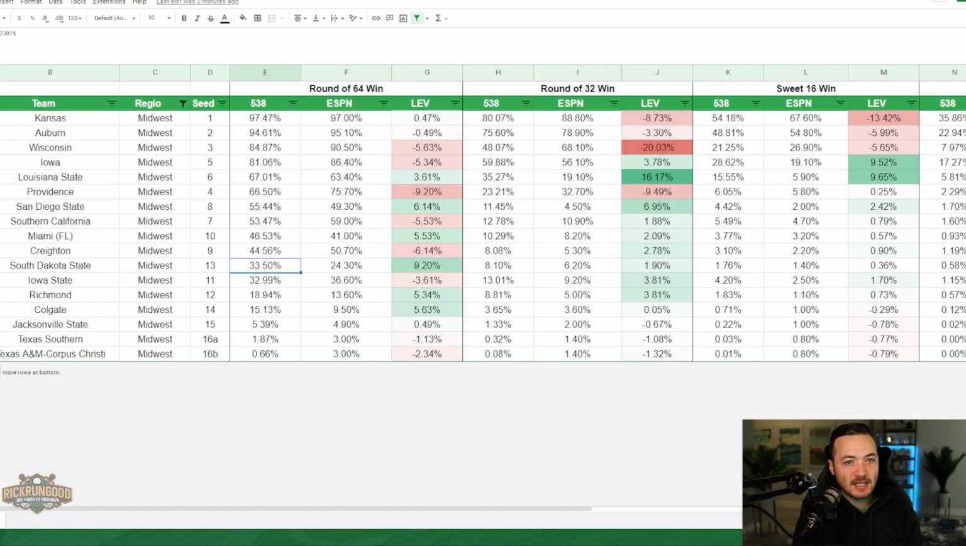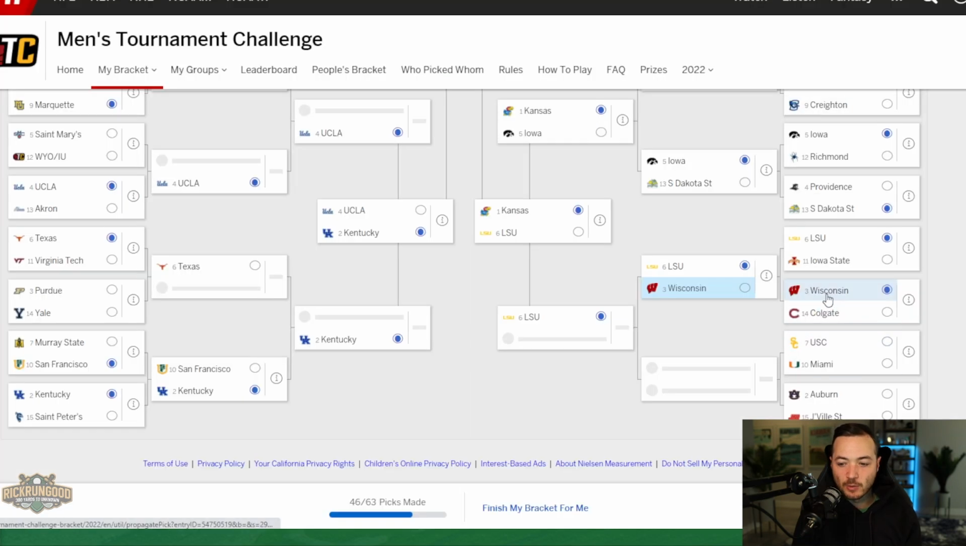We've got Wisconsin and Colgate. I imagine Wisconsin's just going to be too big. Yeah, this is negative leverage, but 84% of the time, Wisconsin moves on.